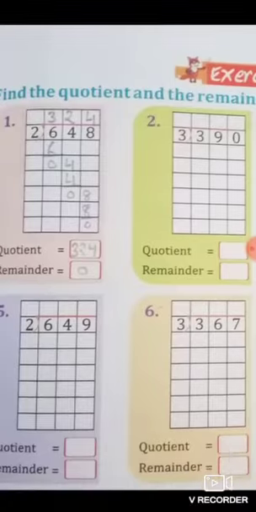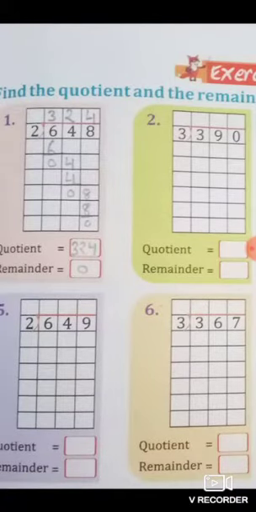Next exercise, find the quotient and the remainder. First question is, we have to divide 648 by 2. We know that very well, 2 threes are 6. So we will write 3 in the hundreds place of the quotient. I repeat it again. We will write 3 in the hundreds place of the quotient, and we will write 6 below the 6.